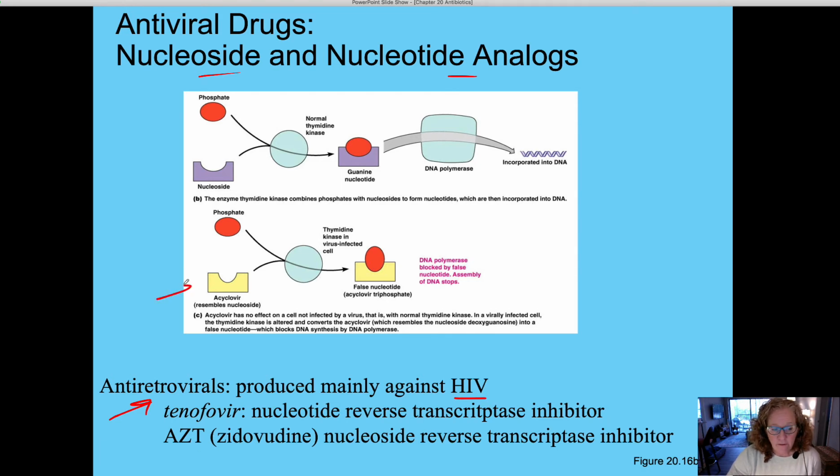Now, here's acyclovir again, and you can see in this particular diagram, normally our guanine nucleotide would be incorporated directly into the DNA. DNA polymerase would recognize it. It would be able to use it for base pairing. It would work. Here, this is called a thymidine kinase. It is in a virus-infected cell. It's going to take that sugar phosphate backbone, and instead of taking guanine, it's going to use acyclovir. Because you can see that structurally this does not bond properly, DNA polymerase gets blocked, and it's going to fall off, and DNA replication will stop.